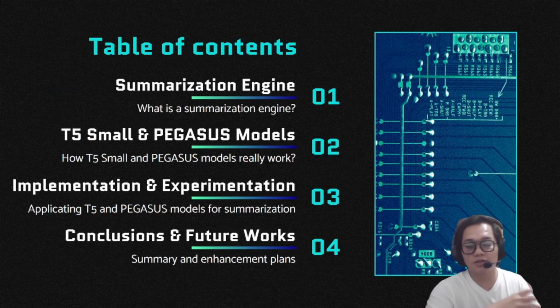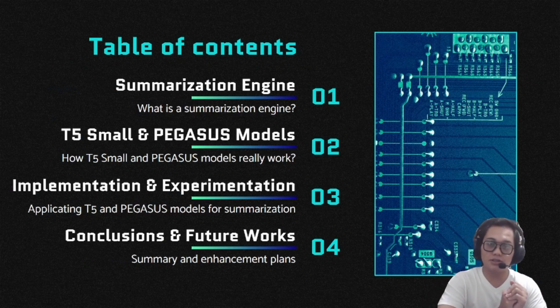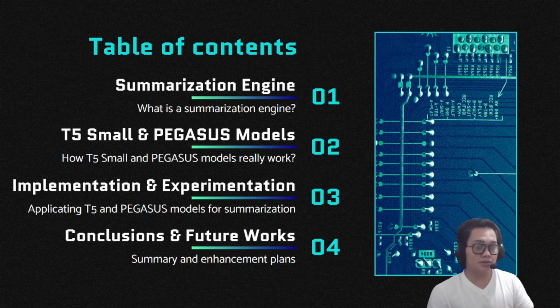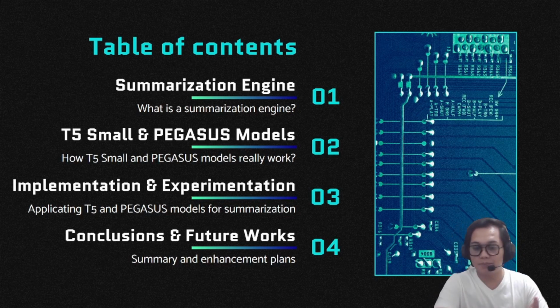Alright, what we're going to talk about right now: the first one is the summarization engine, about what a summarization engine is. The second one is about the T5 small and Pegasus models, where we're going to talk about how T5 small and Pegasus models really work. Number three is implementation and experimentations, where we talk about applying the T5 and Pegasus models for summarizations. And number four is conclusions and future works, where we talk about the summary and enhancement plans. Let's get right to it.